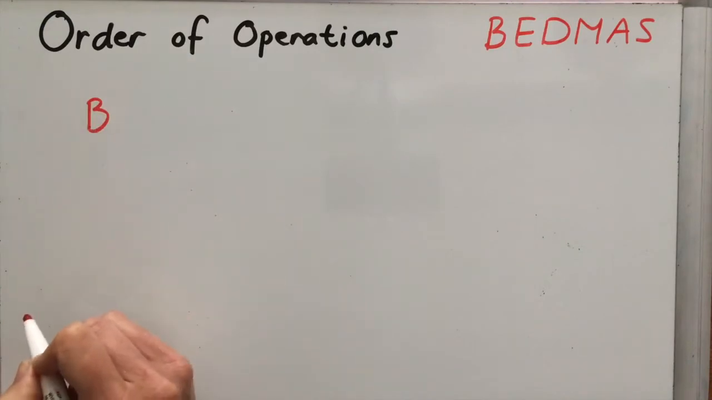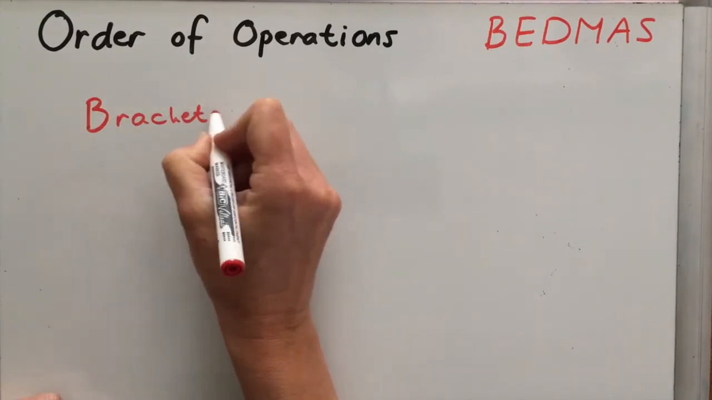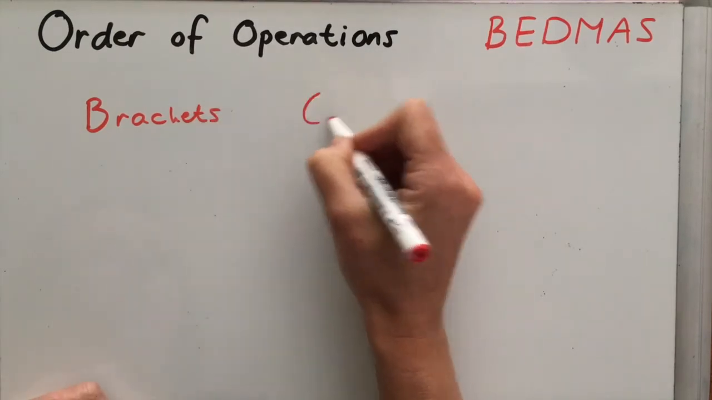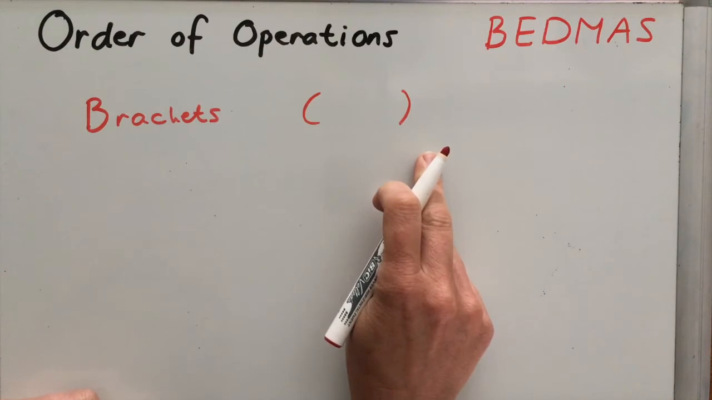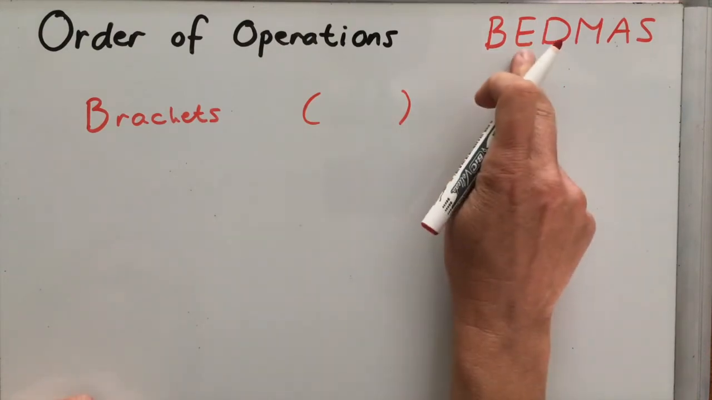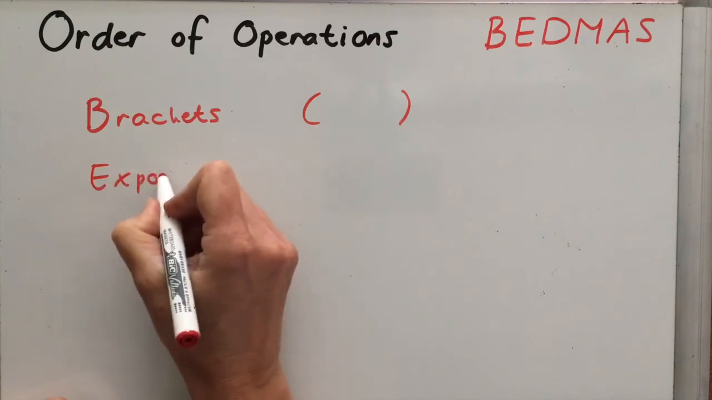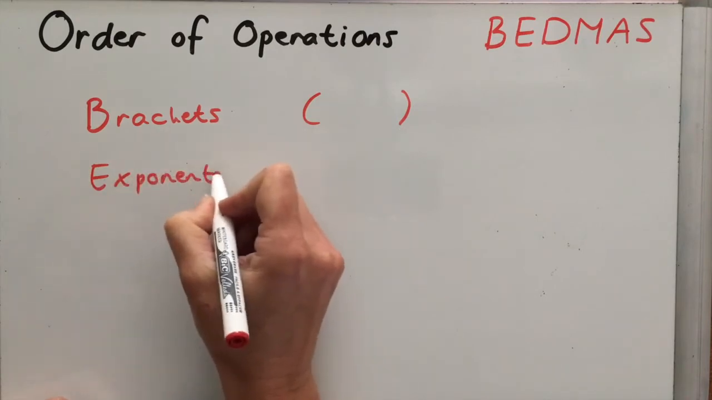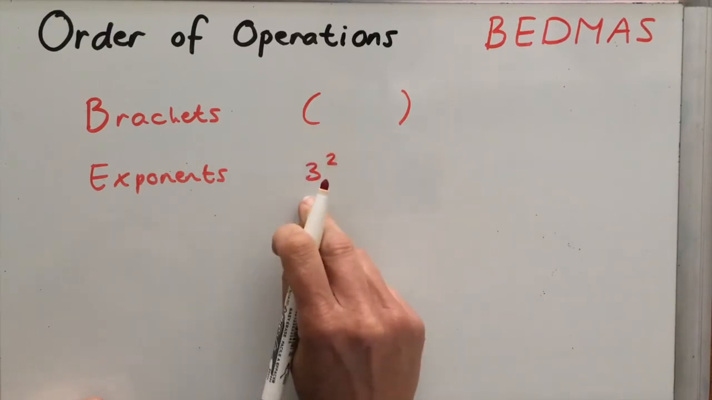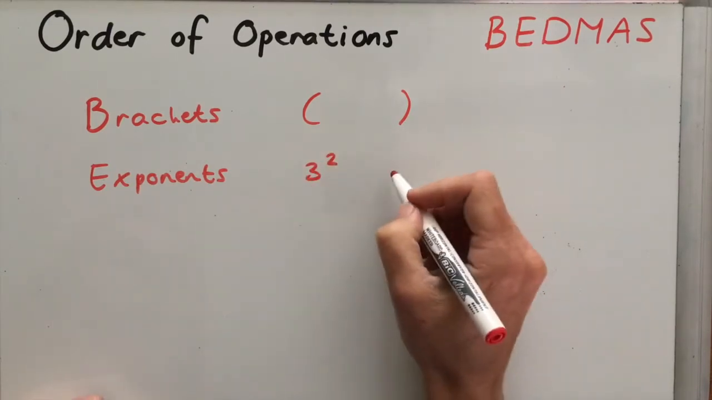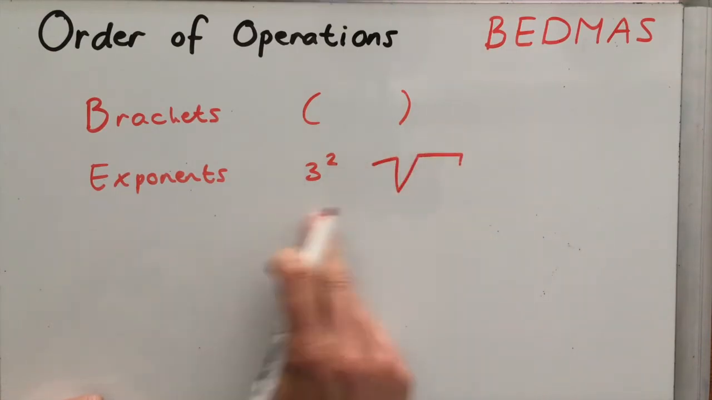The B stands for brackets. All problems that are in between brackets need to be solved first. The E stands for exponents. So problems like this, or the opposite of an exponent, which is a square root, they are all in the same area.